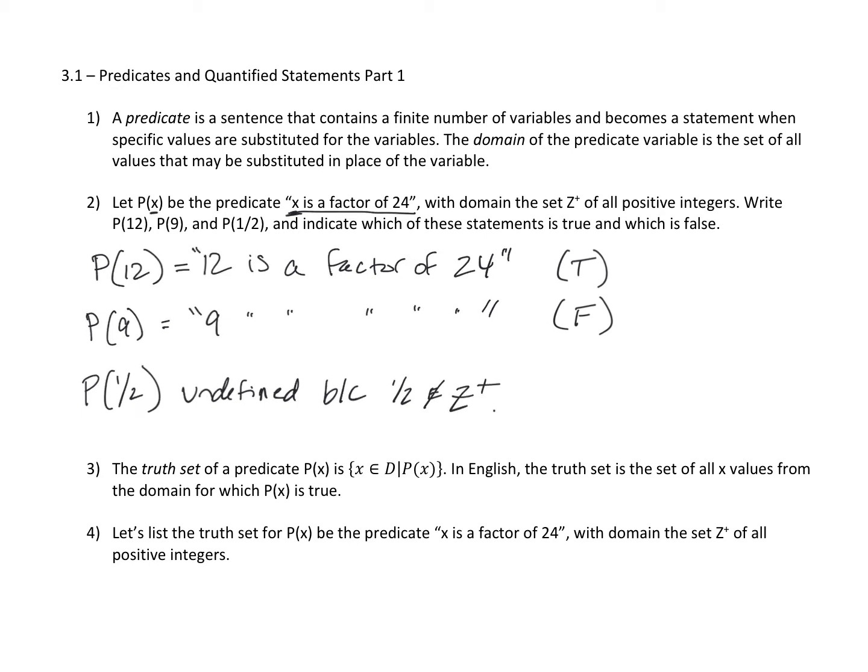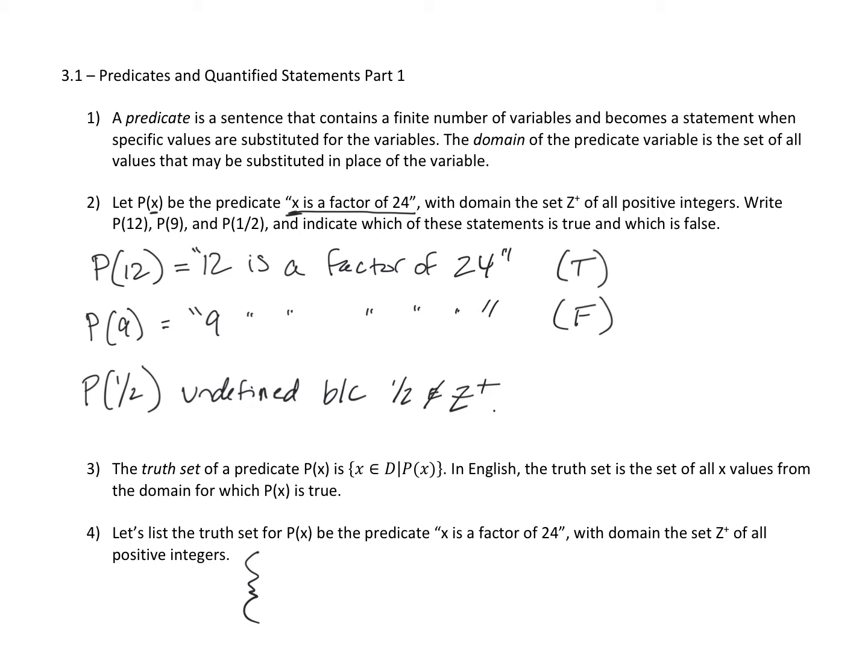Now, the truth set of a predicate P of x is the set of all x's in the domain such that P of x is true. Let's list the truth set for the predicate we've been working with, x is a factor of 24. So basically, we're just listing a set. So we'll use the roster method where we just put all the elements in curly brackets. We're just listing all the x's that are a factor of 24, all the x's that would make this statement true.